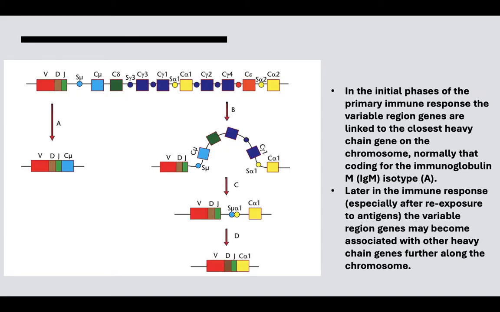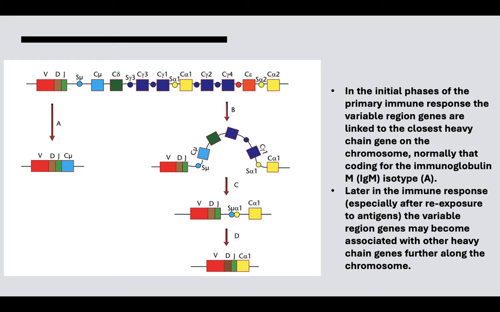Okay, so let's take a look at that process. In the initial phases of the primary immune response, the variable region genes are linked to the closest heavy chain gene on the chromosome. Normally, that codes for immunoglobulin M and immunoglobulin A. Kaya nga, di ba, in primary response, ang predominant na napoproduce ay IgM.